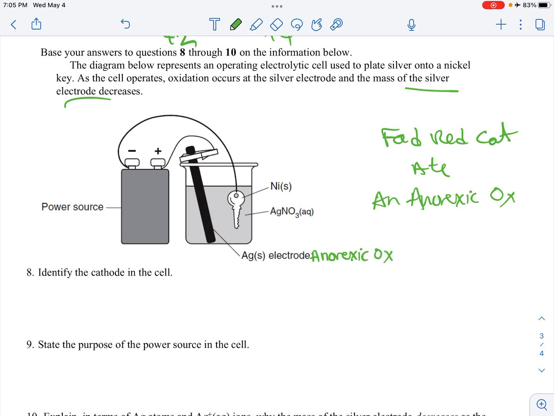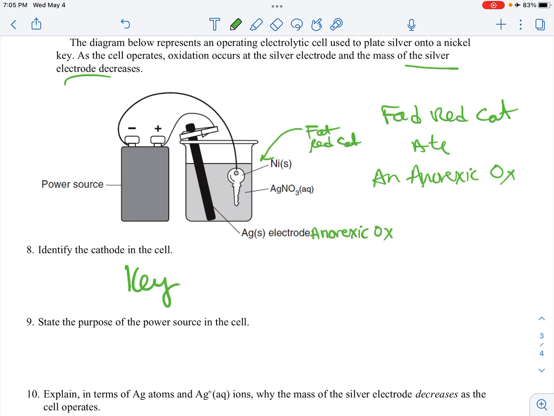which means who's getting larger, larger, larger? That's going to be the key. So the key is the fat red cat. Identify the cathode, the key. You could call it the nickel solid, but key is good.